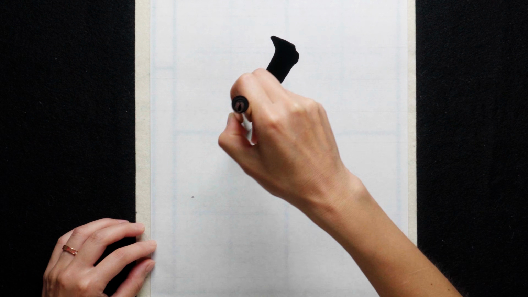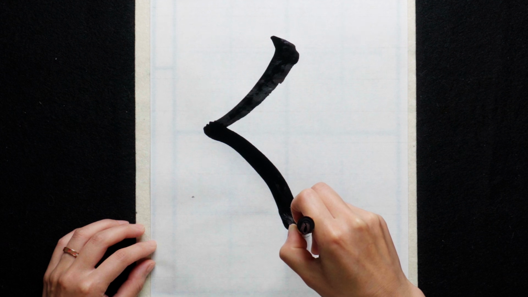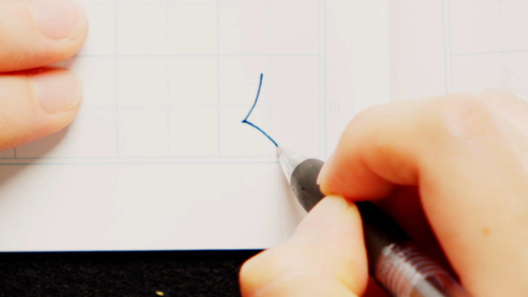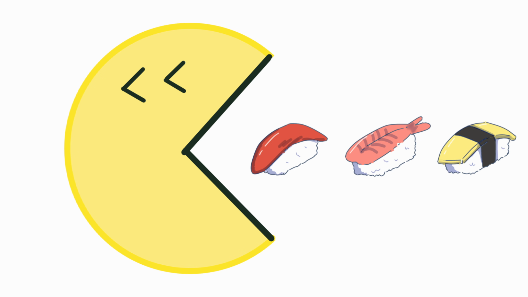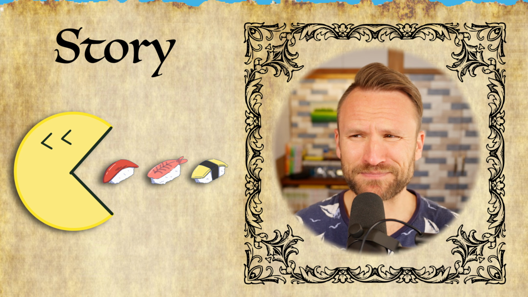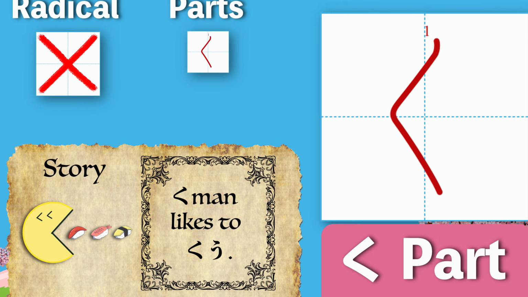It has one stroke that is written in exactly the same way as the hiragana ku, starting at the top and cutting back to the right from around the middle. For our story, we're going to use a Japanese word, though we'll likely not do this again for quite a while. It was just too perfect to pass up. Ku-man likes to ku. Our version of Pac-Man is called Ku-man because, well, look at his mouth. And ku is a very informal version of the word to eat. So Ku-man likes to eat is another way you could memorize this.